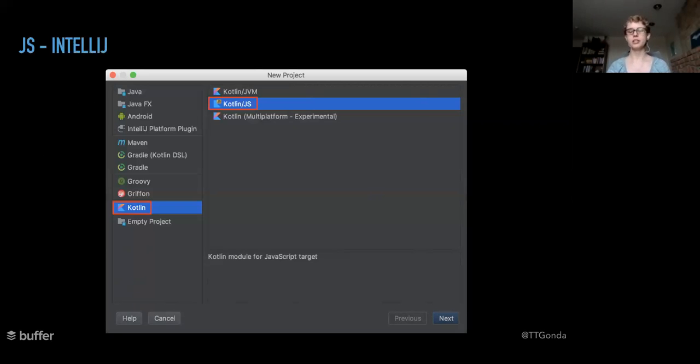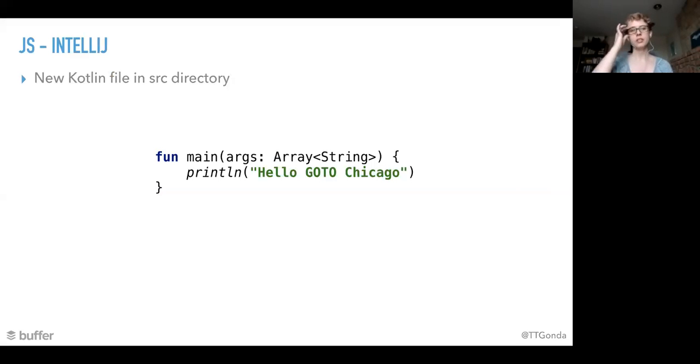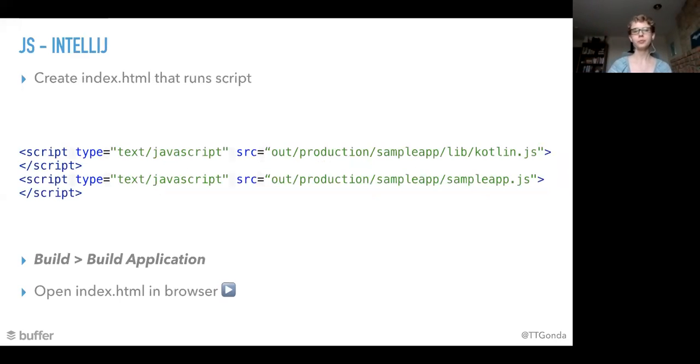Similar in IntelliJ, it's really easy to create a new project. You pick Kotlin and then Kotlin.js. This is creating that same Hello World file. And then as an easy way to run it, we're just creating an index.html that includes these script tags. It has one for the standard library as well as the sample app that we wrote. You have to build the application in order to generate the JavaScript. And then if you open that index.html in the browser, look on the console, you'll see that hello world that it ran, it printed out.